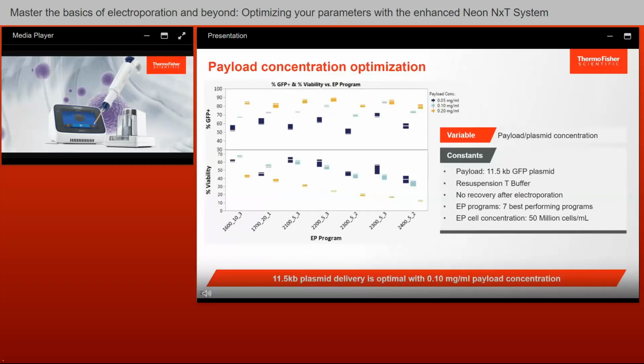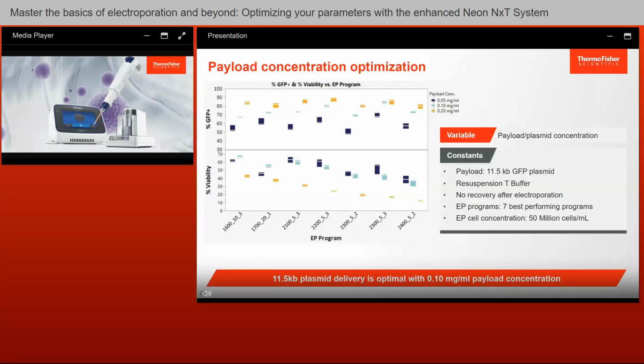So in this study, cells were transfected with 11 kb plasmid using 3 different payload concentrations. The box plot shows the percentage GFP positive cells and cell viability obtained from flow cytometry analysis conducted 24 hours post-electroporation against the EP program. The figure provides compelling evidence of the impact of different payload concentrations on electroporation performance.